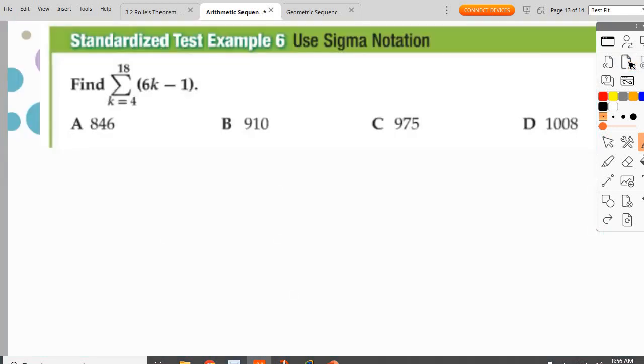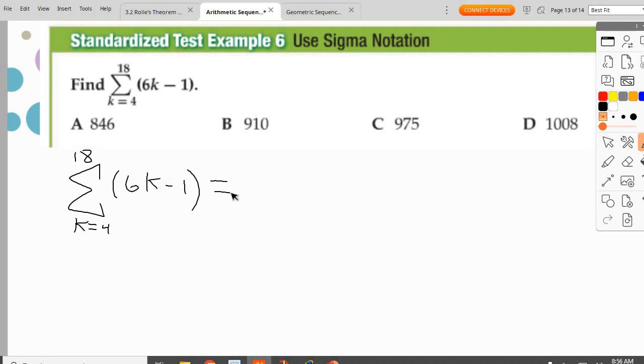We have the sum from k equals 4 to 18 of 6k minus 1. So, again, there are one of two ways that we could do this. This is just a multiple choice question, so that's why it's A, B, C. Sometimes it throws people off. The first way that we could do this is just to plug all of those numbers in and add them in our calculator.